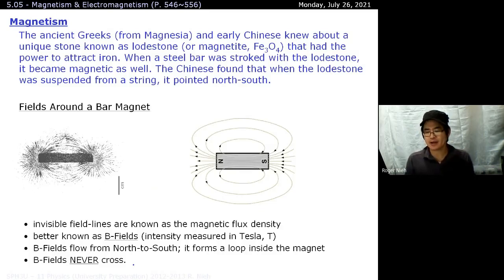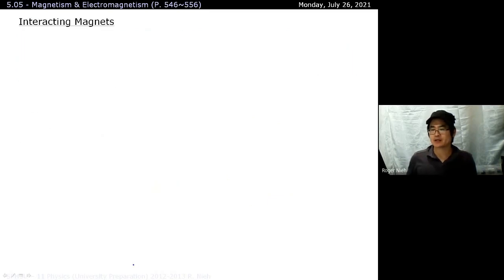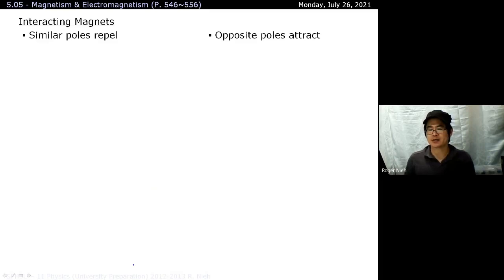All right, so outside of the magnet, the B fields flow from north to south, and inside the magnet, it will return from south back to north again, always creating a complete loop. Okay, so that's just one lonely magnet. But what happens when we have more magnets with each other? Such as the case where you have similar poles with each other, and what if we have opposite poles with each other? And yeah, we'll do another live demonstration with that.